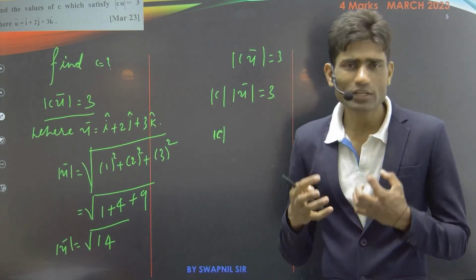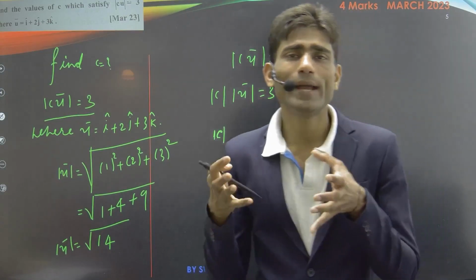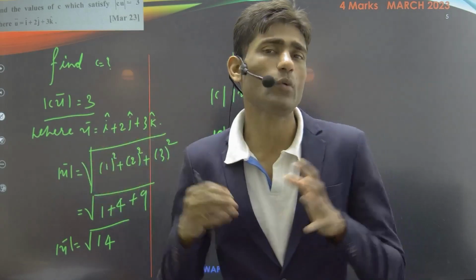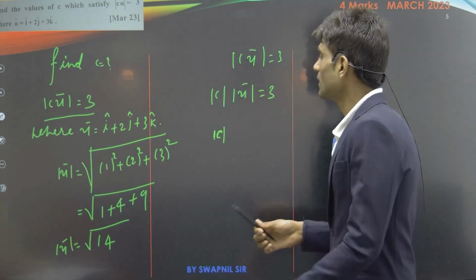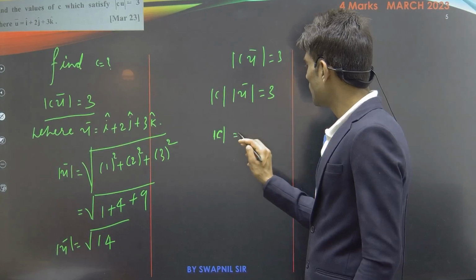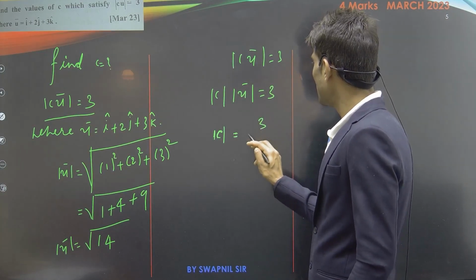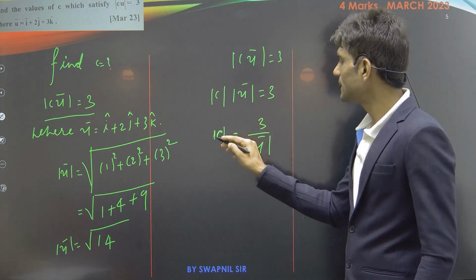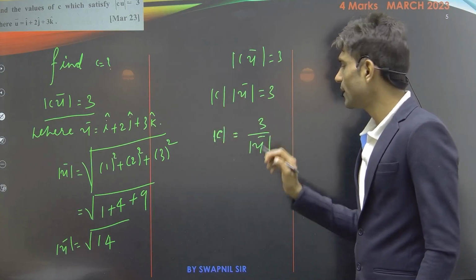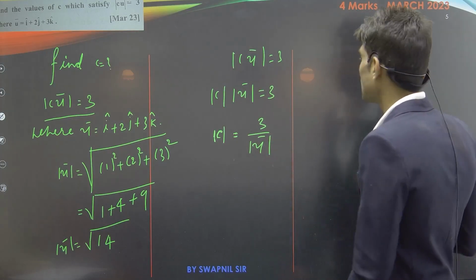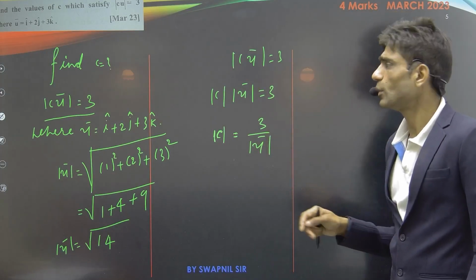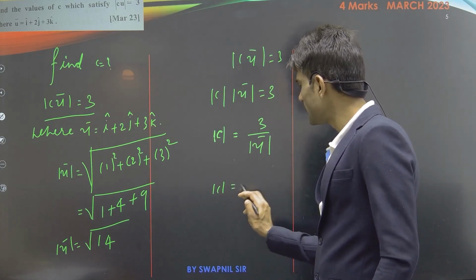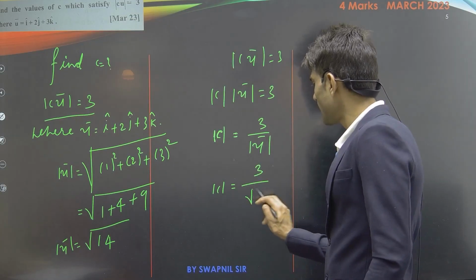Okay, the modulus function always represents that whenever any negative or positive term goes inside the modulus, it gives us the positive value. Remember this one. Modulus of c is equal to 3 divided by modulus of u bar. We know that modulus of u bar is equal to square root of 14.